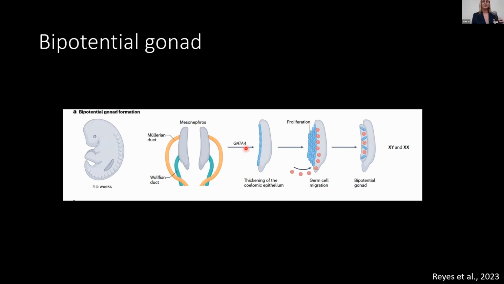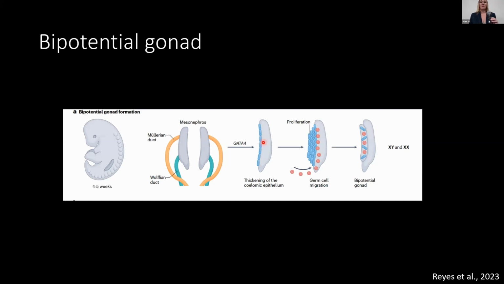So XX and XY. Based on knowledge in the mouse, what we know is that the surface epithelium of the mesonephros in the posterior end of the embryo will begin to express the transcription factor GATA4, and that GATA4 positive epithelium is essentially the beginning of bipotential gonad formation.